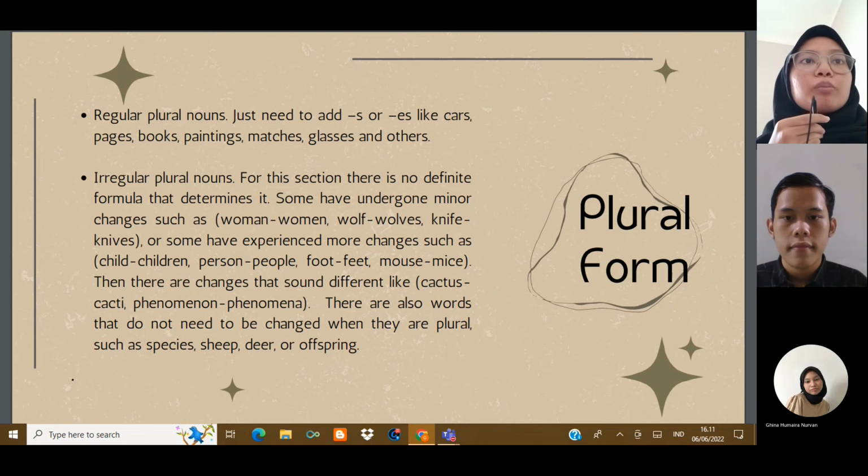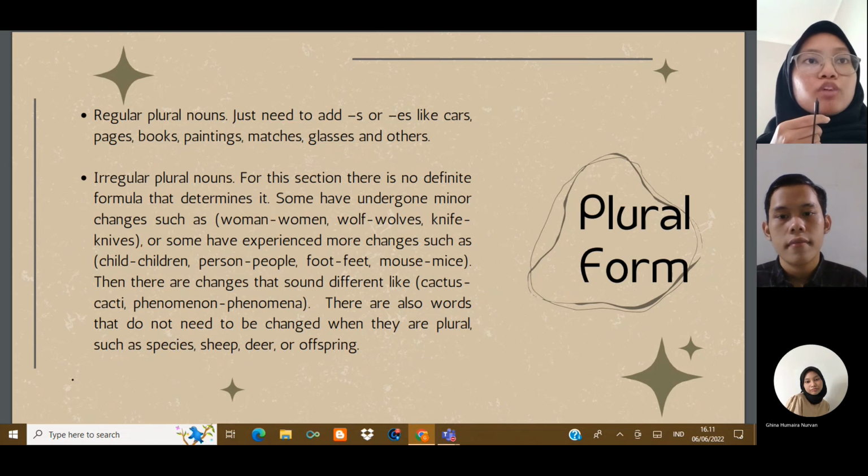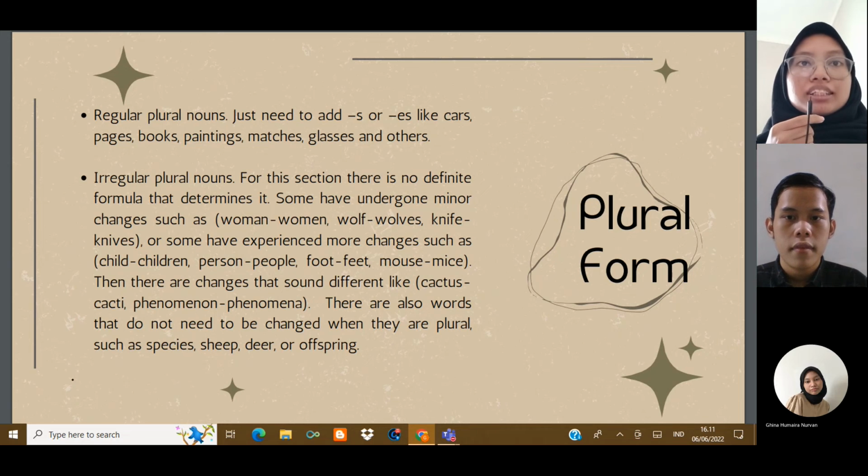Next up, irregular plural nouns. For this section, there is no definite formula that determines it. Some have undergone minor changes, such as woman, women, wolf, wolves, knife, knives. Or some have experienced more changes such as child, children, person, people, foot, feet, mouse, mice. Then there are changes that sound different like cactus, cacti, phenomenon, phenomena. There are also words that do not need to be changed when they are plural, such as species, sheep, deer, or offspring.